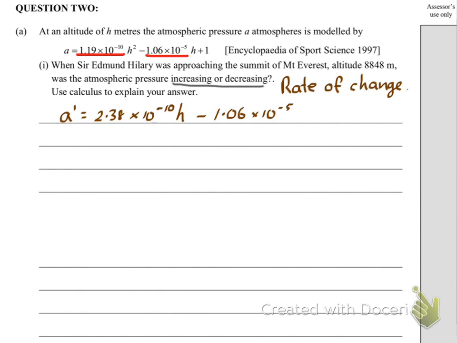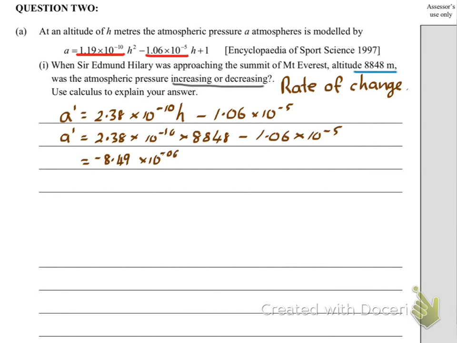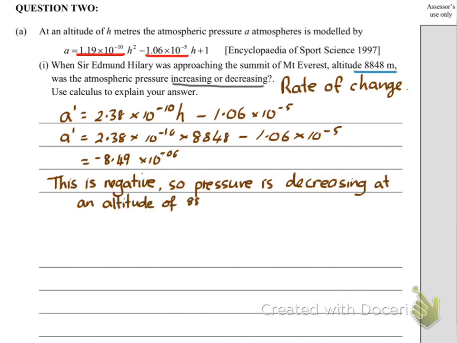Now we're only differentiating to the power. So the power of 2 we double. The h is h to the power of 1 and the number disappears. Let's tidy it up, and we want to put in the value of 8848 for the h, and we find that this is a negative value, so the pressure is decreasing at an altitude of 8848 meters.